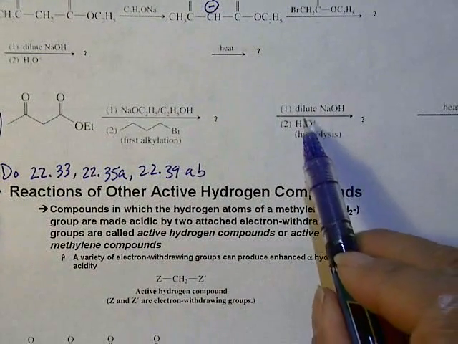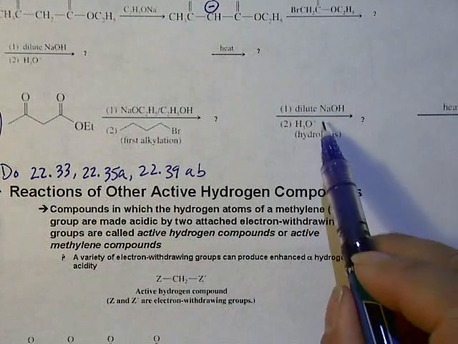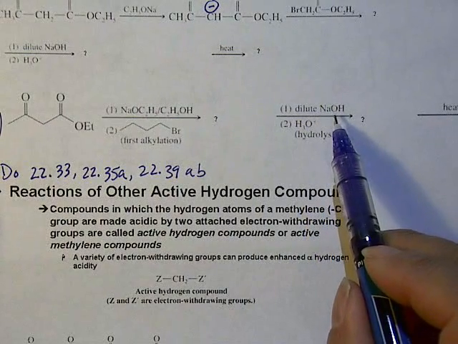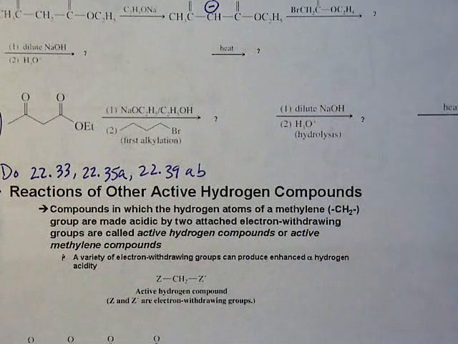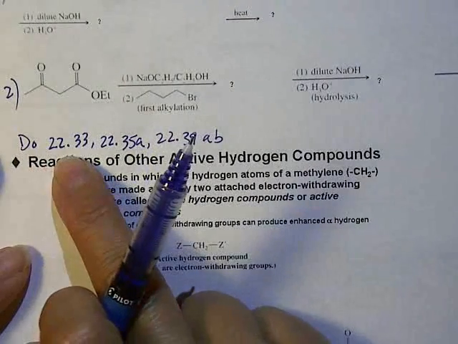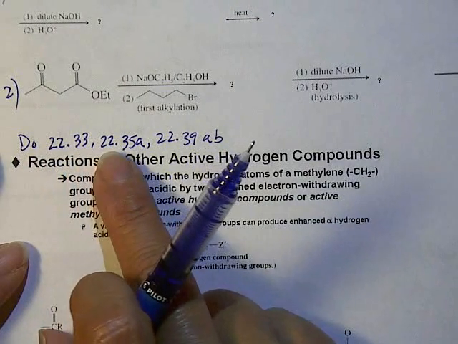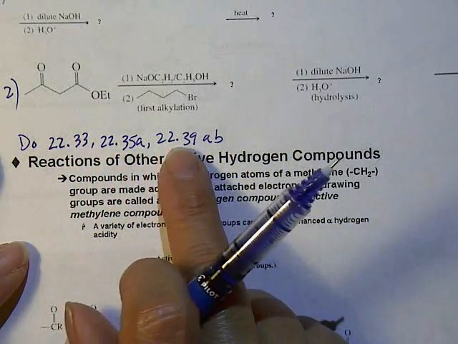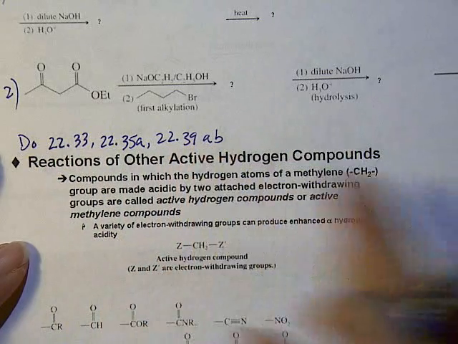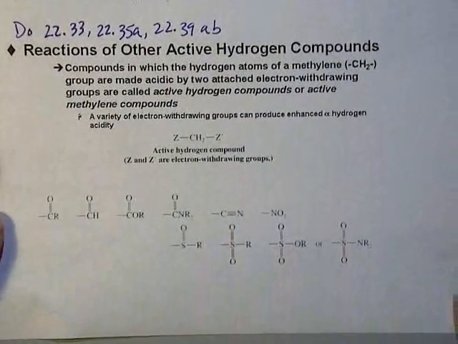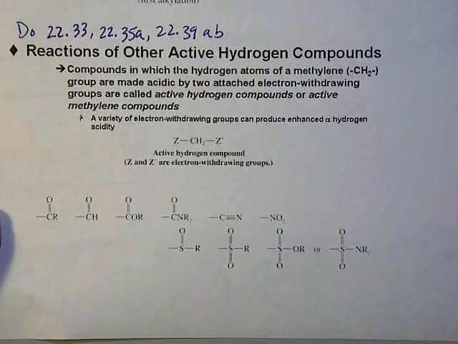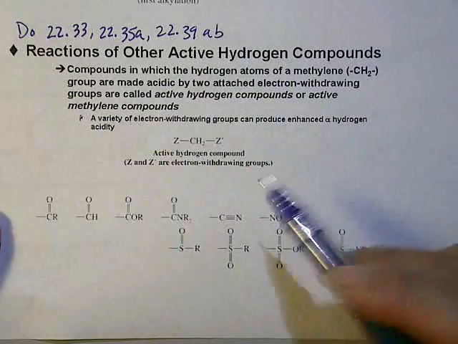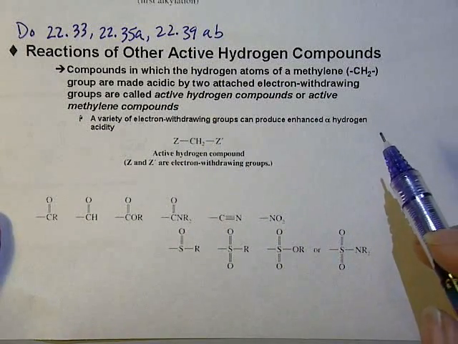So when you see this right here, this is the hydrolysis under basic conditions. So obviously, as you know, you could do it under acidic or basic conditions, all right? So on top of that, you should be able to do 22.33, 22.35A, 22.39AB.